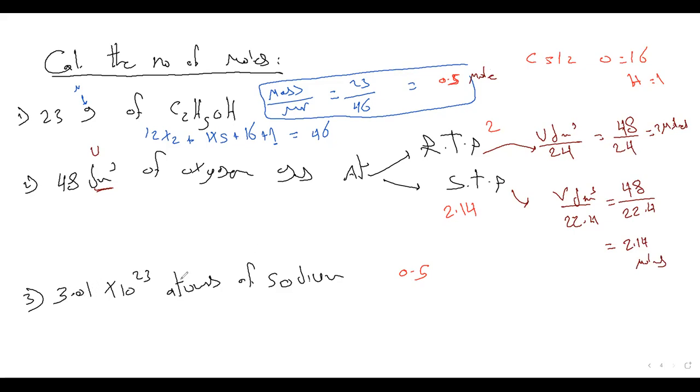In case of number 3, 3.01 times 10 power 23 atoms. So atoms or ions or molecules, so over Avogadro's number. These are particles. It should be 3.01 times 10 power 23 over 6.02 times 10 power 23, which is equal to 0.5 mole. This is how to calculate number of moles.